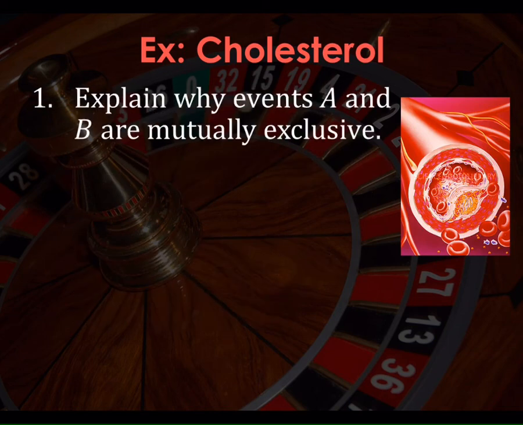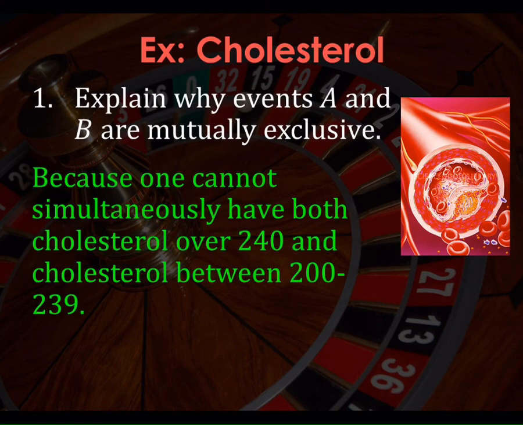So events A and B, why are they mutually exclusive? Well, you cannot have a cholesterol level that's simultaneously over 240 and also between 200 and 239. It's either 240 or up, or between 200 and 239 or something else, but they cannot satisfy both. So events A and B are mutually exclusive because they both cannot take place at the same time.